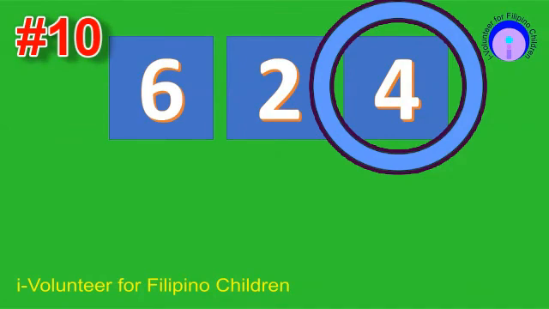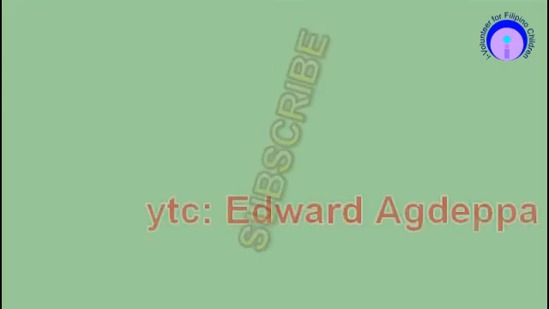Item number 10. What is the place value of this digit? Digit 4 is in the ones place.